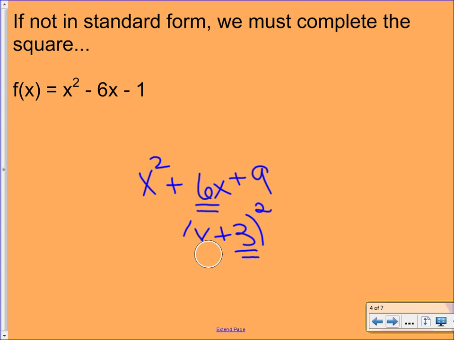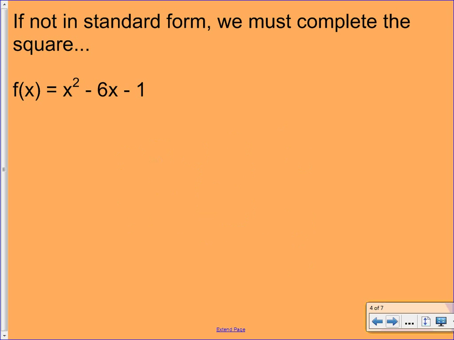Right? So what we're going to do here is we are going to rewrite this. This is not a perfect square trinomial. If we can't even factor this, can we?